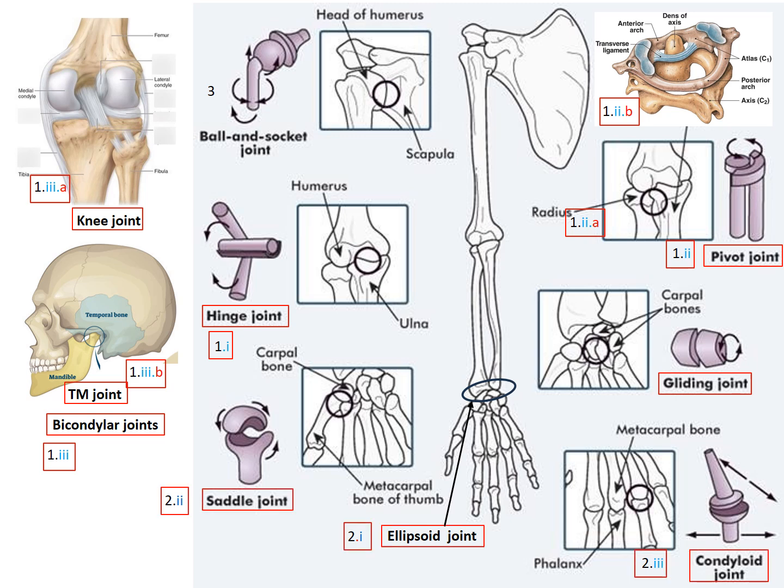Second group of joints are the biaxial joints. This is divided into three varieties. Number one, ellipsoid joint, example wrist joint. Number two, saddle joints, example first carpometacarpal joint. Number three, condylar joints, example metacarpophalangeal joints. Third group is polyaxial or multiaxial joints, and the best examples are shoulder joint and the hip joint.